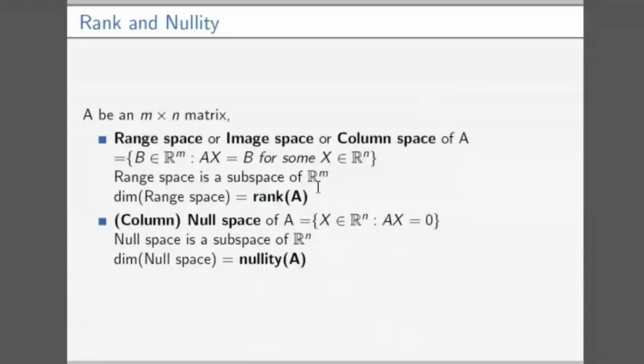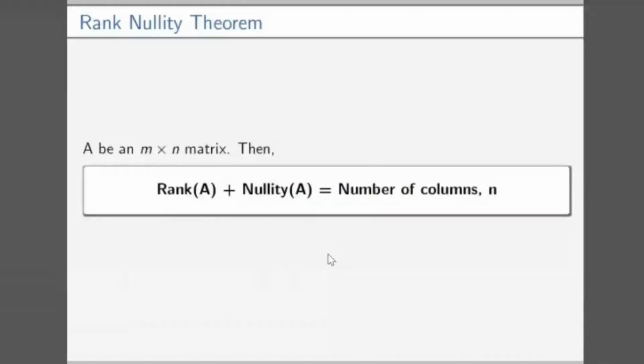Similarly, we have the null space of A, which is the set of all x in R^n such that Ax is equal to the null matrix. The null space is a subspace of R^n, and the dimension of this subspace is called the nullity of A. And this is the famous Rank-Nullity Theorem: if A is an m by n matrix, then rank of A plus nullity of A equals the number of columns. So if we are given any two of the values, we can find the other one which is unknown.